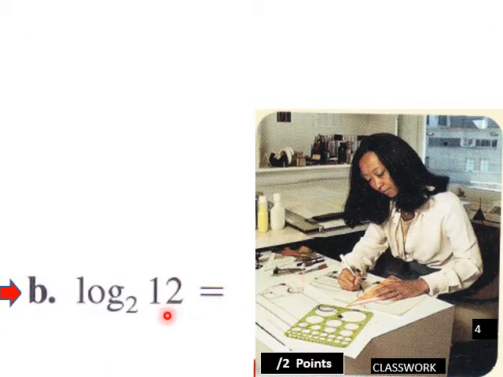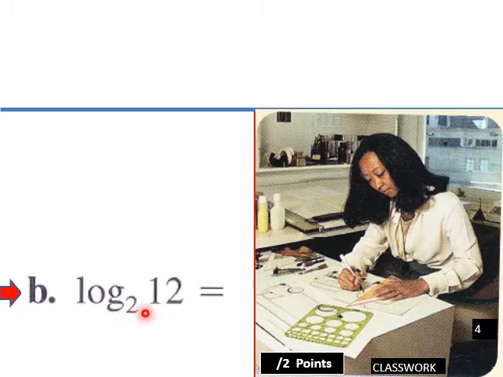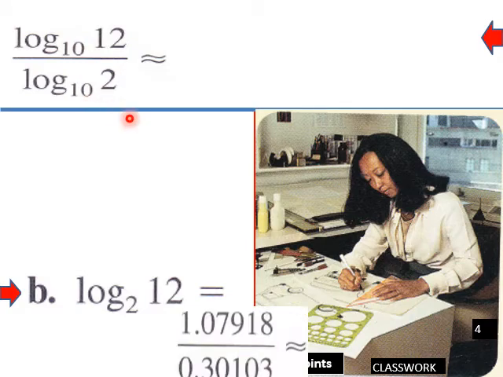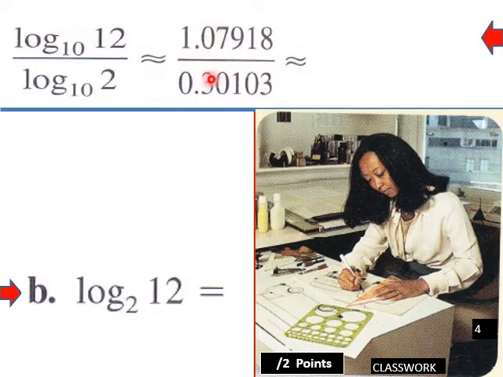Okay, let's move on to another one here. Log base 2 of 12. How will we do that one? Well, log base 10 of 12 over log base 10 of 2. So your furthest one over your closest one here using your common log. So when you punch that in your calculator, you'll get this quotient here, which is 3.58.